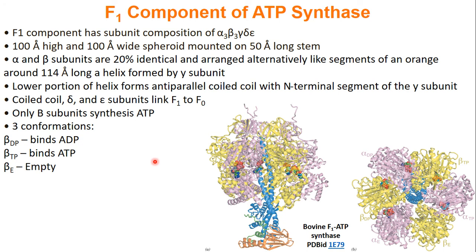Now, the F1 component, that's our water-soluble component, is made out of three alpha subunits, three beta subunits, a gamma, a delta, and an epsilon subunit. And it's a big protein that's connected to a 50 angstroms long stem that's here in the blue.